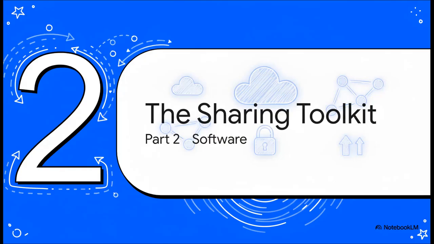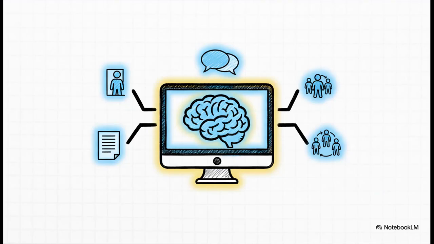All right, so we've got the physical gear covered. Now let's dive into the invisible magic that makes it all actually work, the software. You can think of software as the brains of the whole operation. These are all the apps and programs running on our hardware that let us write, design, talk to each other, and, most importantly, collaborate on projects from literally anywhere in the world.